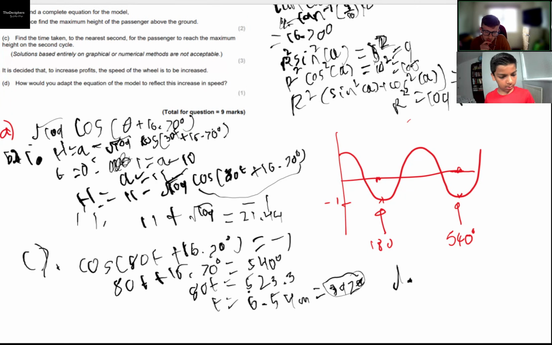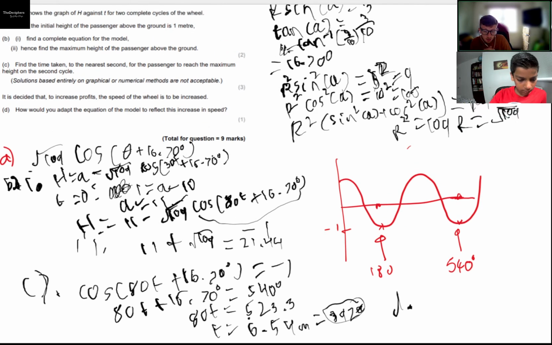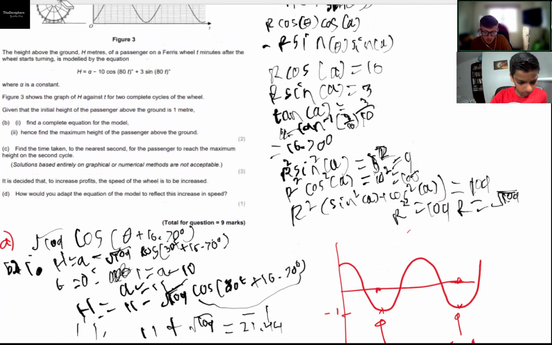So it's decided that to increase profits, the speed of the wheel is to be increased. How would you adapt the equation of the model to reflect this speed?